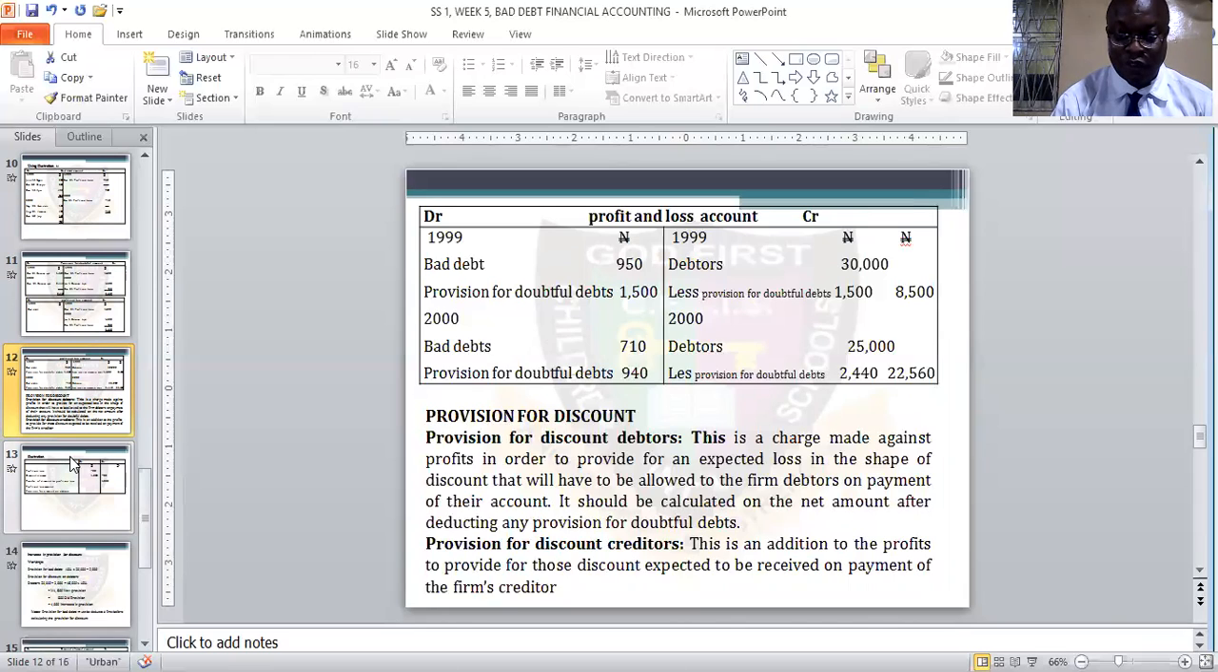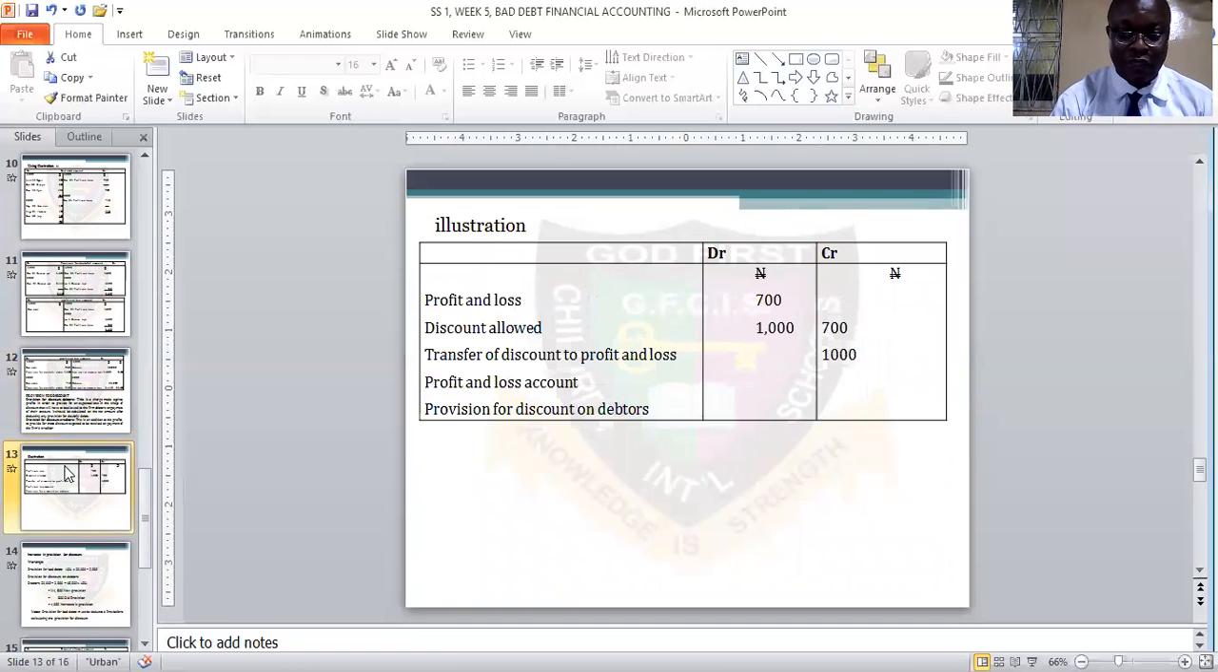Then let us look at provision for discount on creditors. This is an addition to the profit to provide for those discounts expected to be received. So the creditor is also expecting discounts on the payment of the firm's creditors. We are also given a question here that we're going to look at. In this illustration, we have a given profit and loss of 700 naira, discount allowed 1,000 naira, then transfer of discount to the profit and loss account as well.